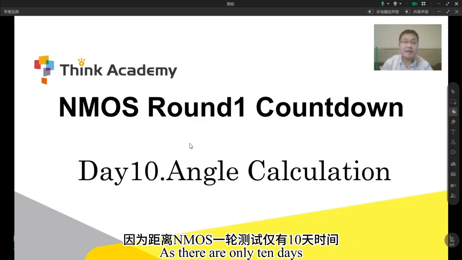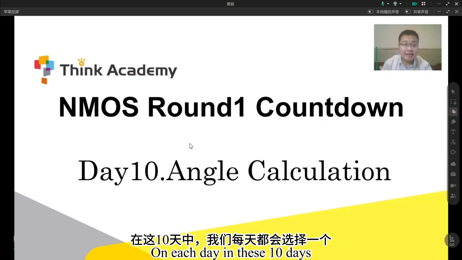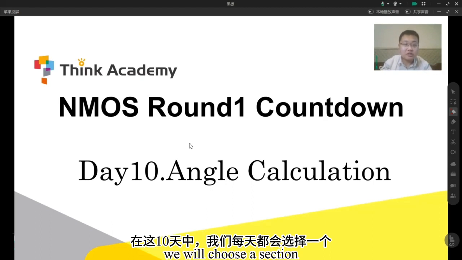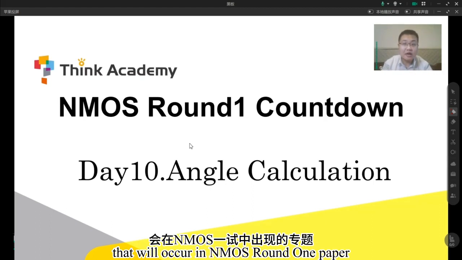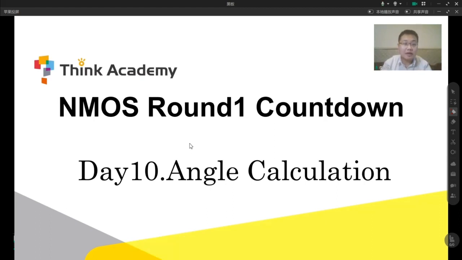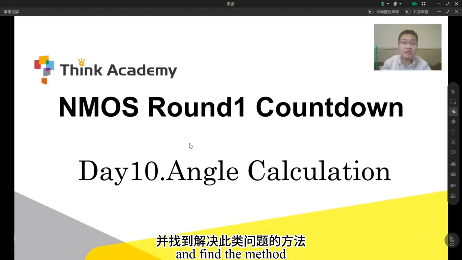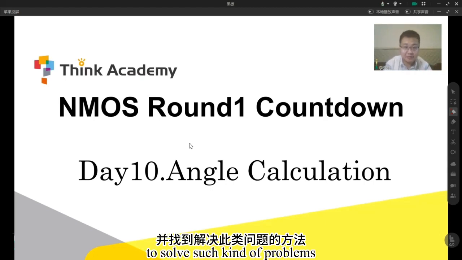As there are only 10 days before the NEMOS Round 1 test, we held this 10 days countdown section. Each day in these 10 days, we will choose a section that will occur in a NEMOS Round 1 paper and choose 2 typical questions from the former year's NEMOS paper. From these questions, I hope we can review the knowledge and find the method to solve such kind of problems.